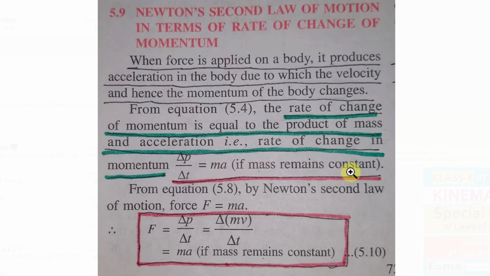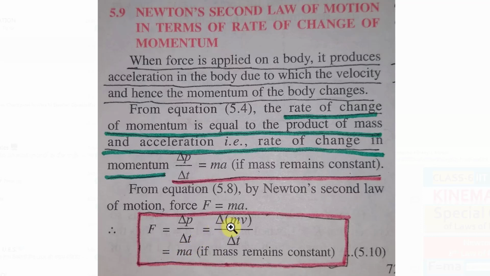If mass remains constant, okay, so force F is equal to the rate of change of momentum, delta P by delta T, which is equal to delta mv by delta T. P is what? Momentum, that is mass into velocity. So delta P is delta mv, by delta T. M is what? Constant. Clear?